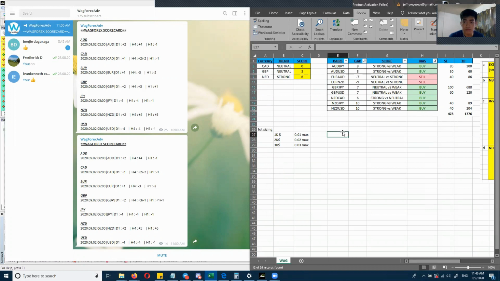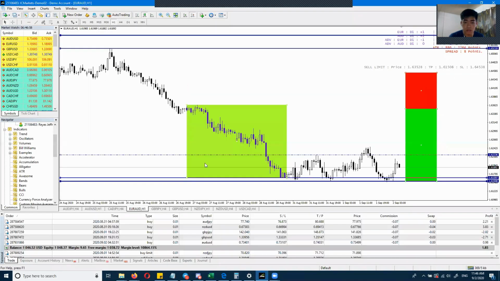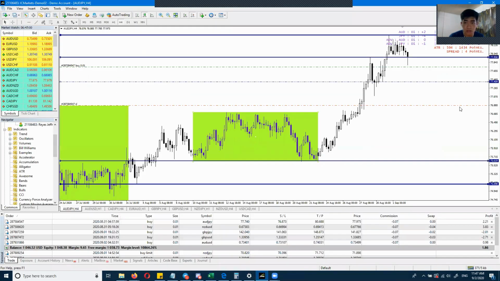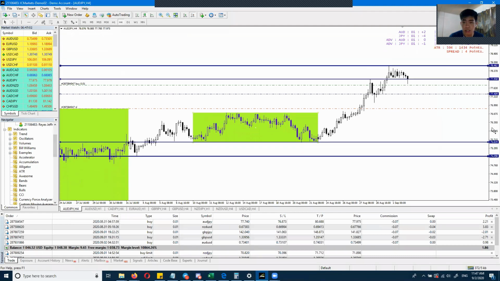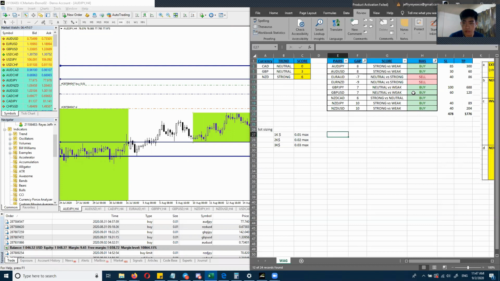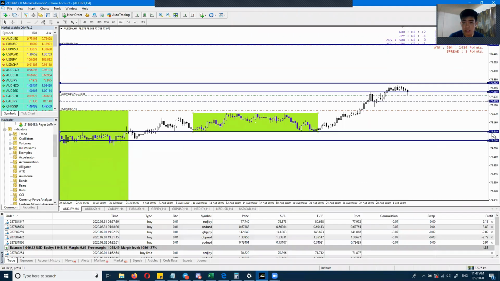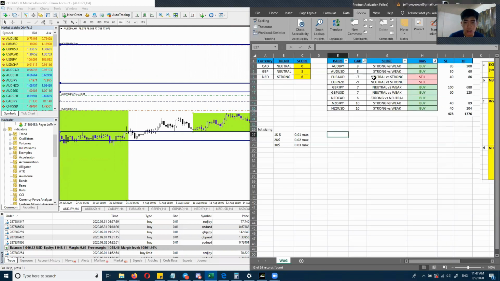So, AUD-JPY, meron na ako yan. So, may current position na tayo sa AUD-JPY. 85 pips stop loss and 300 pips TP. So, medyo malayo-layo pa siya. So, current position dyan. Next is AUD-USD.